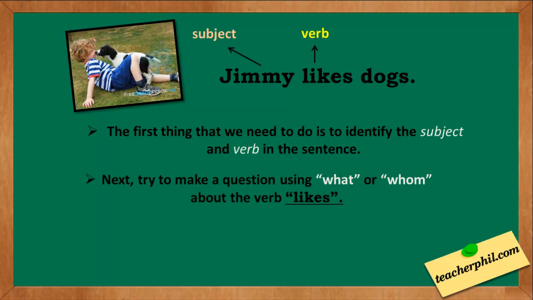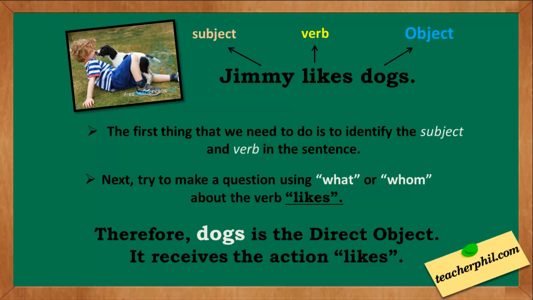The second one, try to make a question using what or whom about the verb likes. Example: Jimmy likes what? Or what does Jimmy like? Answer: dogs. Therefore, dogs is a direct object. It receives the action likes.